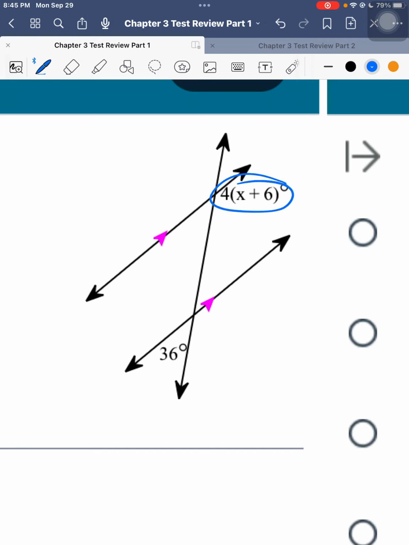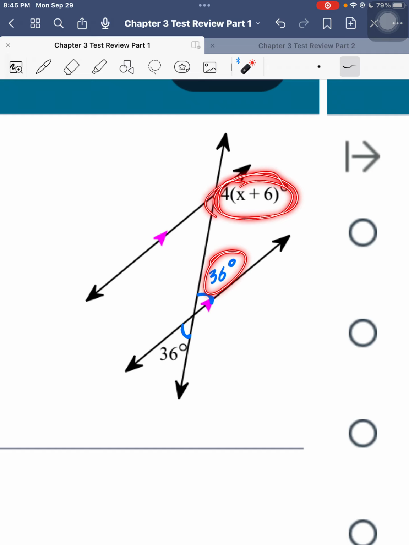Now, what am I supposed to do with these? There is no direct relationship between this 4x plus 6 and this 36, so I'm gonna have to do an extra step. I know that this 36 right here and this angle right here are the same. Why? Because of vertical angles. So now this is also 36 degrees.